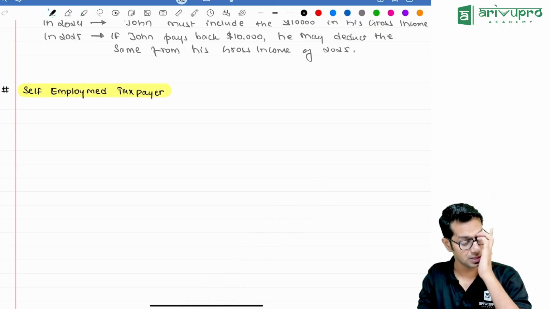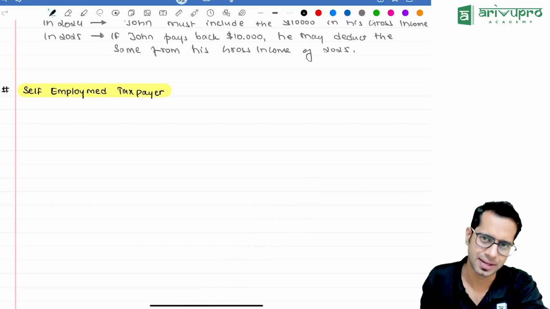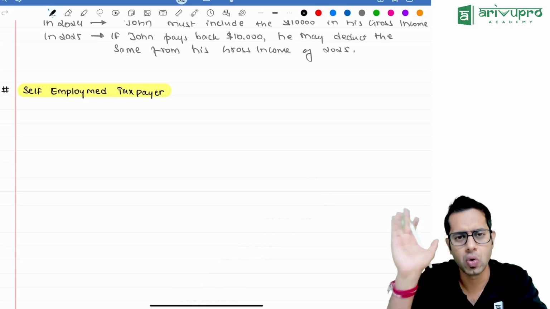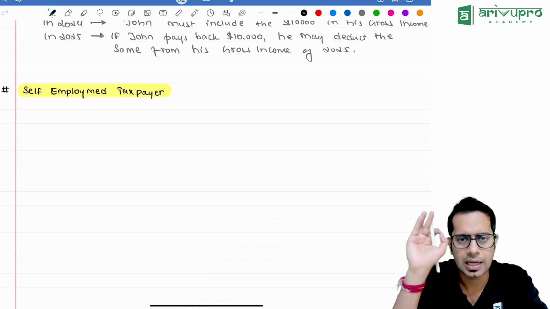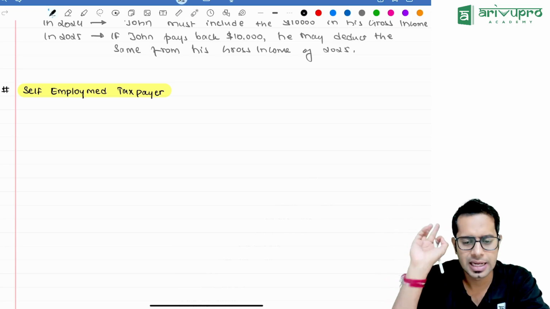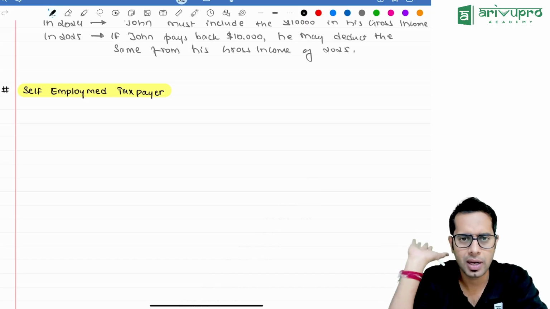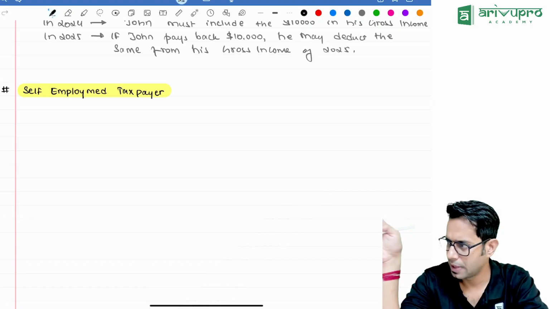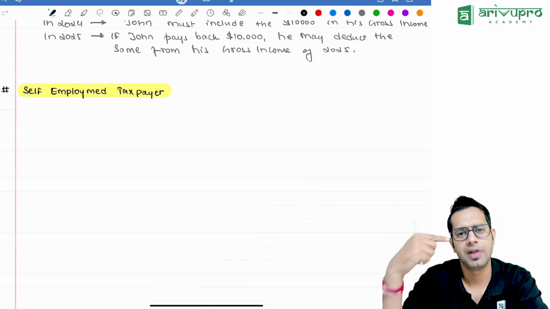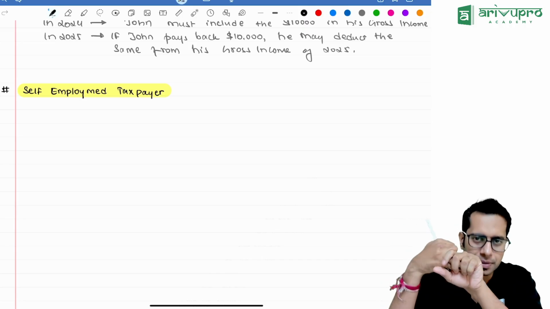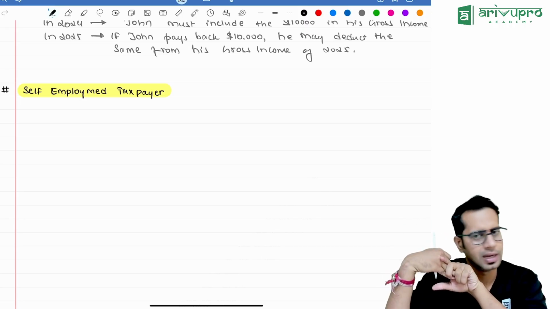Self-employed taxpayer means the lawmakers have given some criteria. If a person is earning money on his own, by doing his own work, then he will be called a self-employed taxpayer. For example, I am running my own business, so I am a self-employed taxpayer. I have my own practicing firm, so I am a self-employed taxpayer.